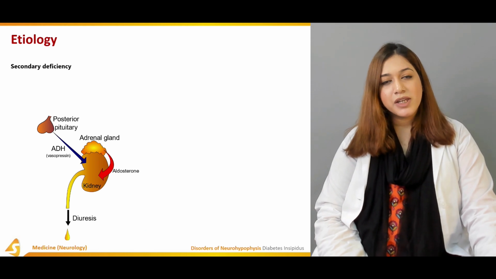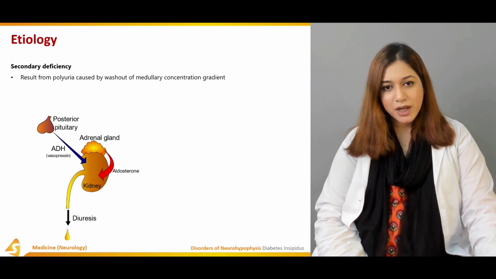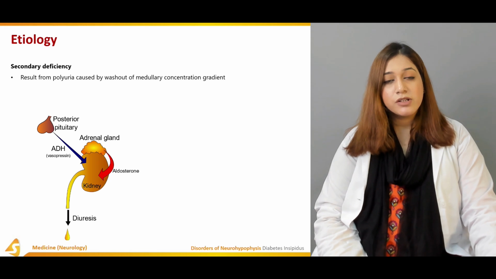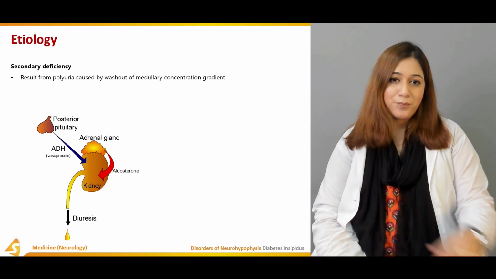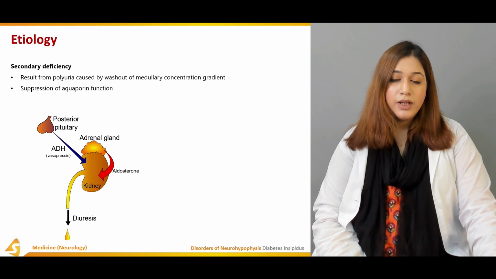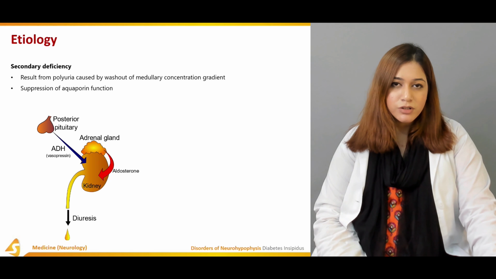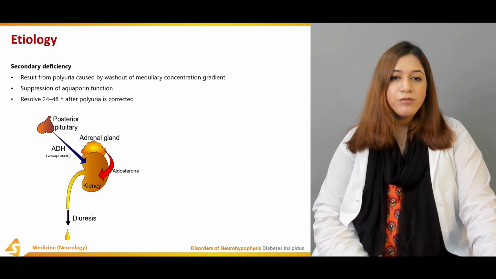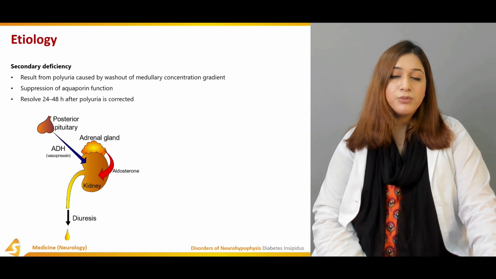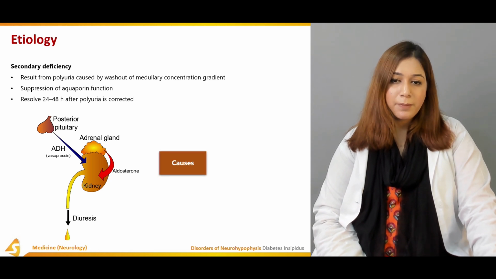If we talk about the secondary deficiency of nephrogenic diabetes insipidus, it results from polyuria that is caused by washout of a medullary concentration gradient. What happens is there will be suppression of the aquaporin function. It usually resolves 24 to 48 hours after the polyuria is corrected.